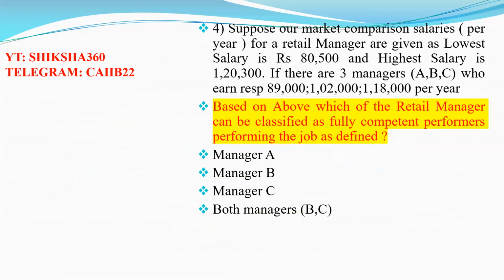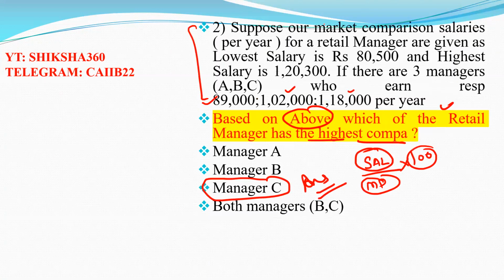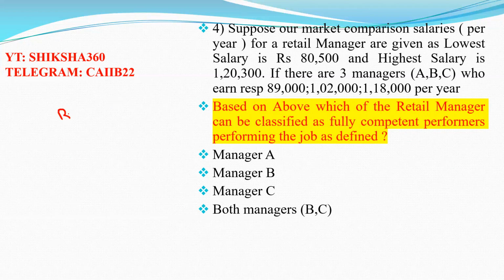Now move towards the next question. Based on the above, which of the retail managers can be classified as a fully competent performer performing the job as defined? Basically, only those performers which come under the range 96 to 103 are fully competent. B definitely comes under that because B is getting 101.59, which we have already calculated. But now we have to calculate C also.